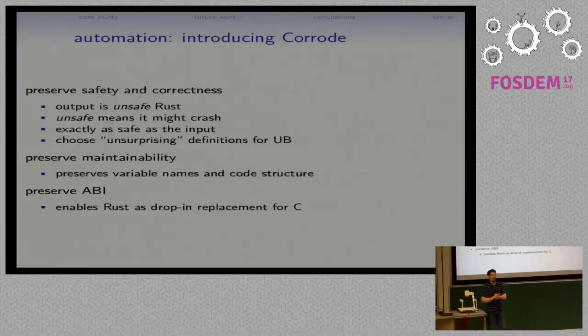And finally, Corrode aims to preserve ABI. So if you run Corrode on a piece of C source, the output Rust should still link against other C code that the original C code was able to link against. It should be compatible at the level of binary linking. So all of these together enable, ideally, Corrode to be used as a way of making Rust be a drop-in replacement for as much or as little of the existing C source that you're starting with.